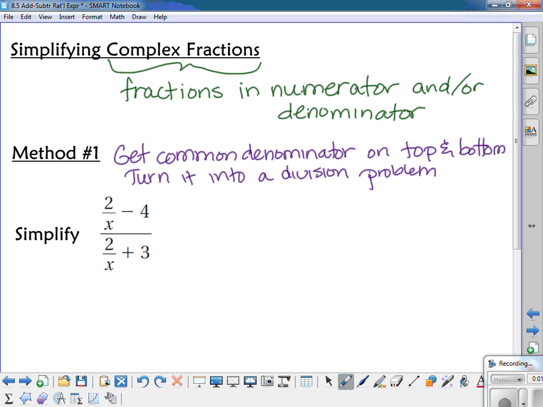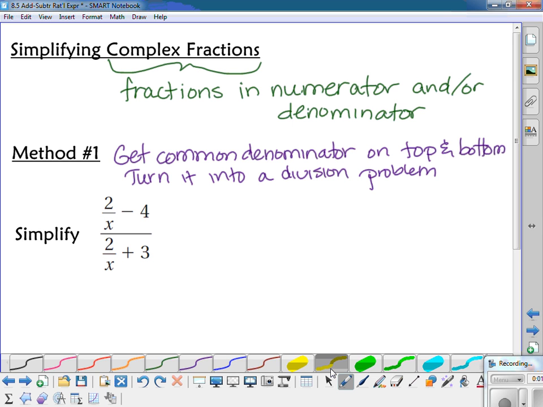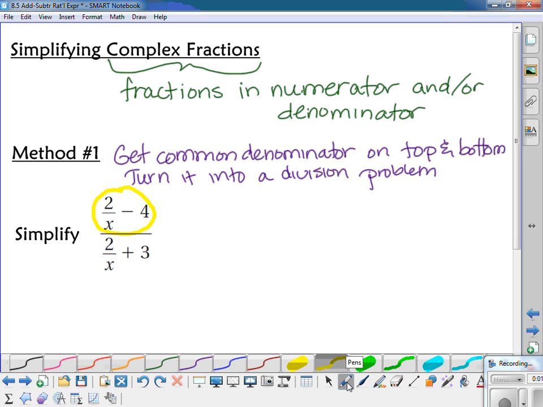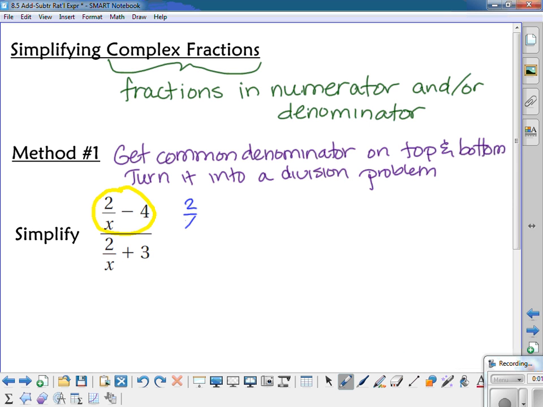So I'm going to simplify 2 over x minus 4 all over 2 over x plus 3. So first, let's just look at the top part. I've got my 2 over x minus 4. That's like 2 over x minus 4 over 1, right? So I'll just write it that way for now. 2 over x minus 4 over 1.